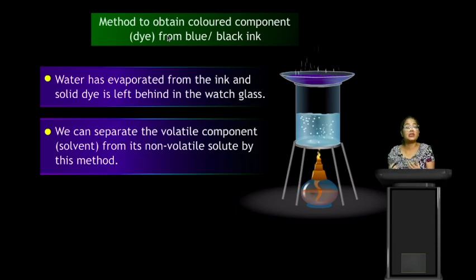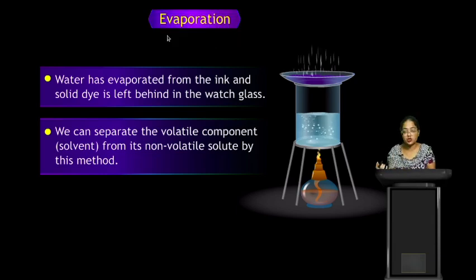And what is this method called? It is called evaporation. So water is evaporated. The solid dye cannot be evaporated. So water can be evaporated. So what is this method called? It is called evaporation method. So this is a special type of separation method used here to separate the ink components.